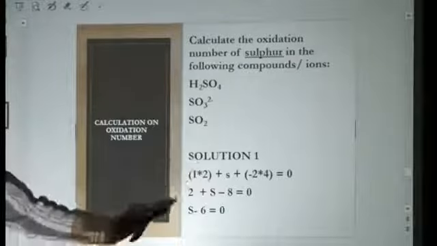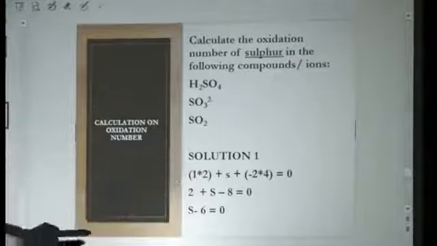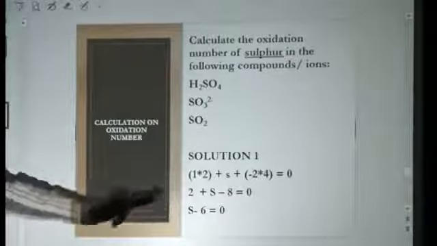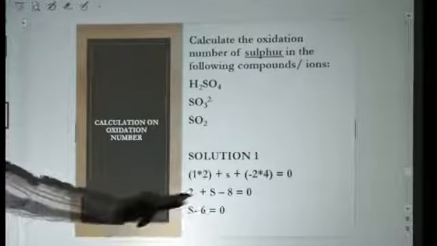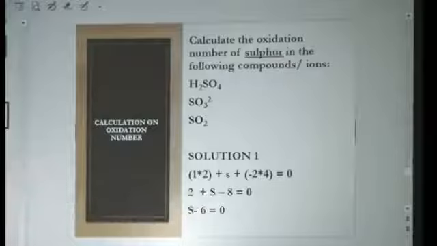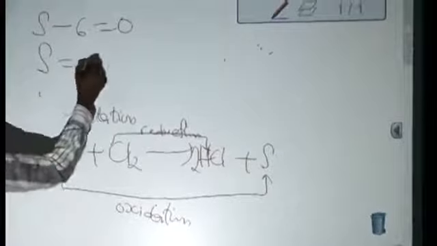1 times 2 will give us 2 plus x. -2 times 4 will give us -8. Everything gives us 0. Then we can say x minus 6 is equal to 0. Then x will be equal to +6.